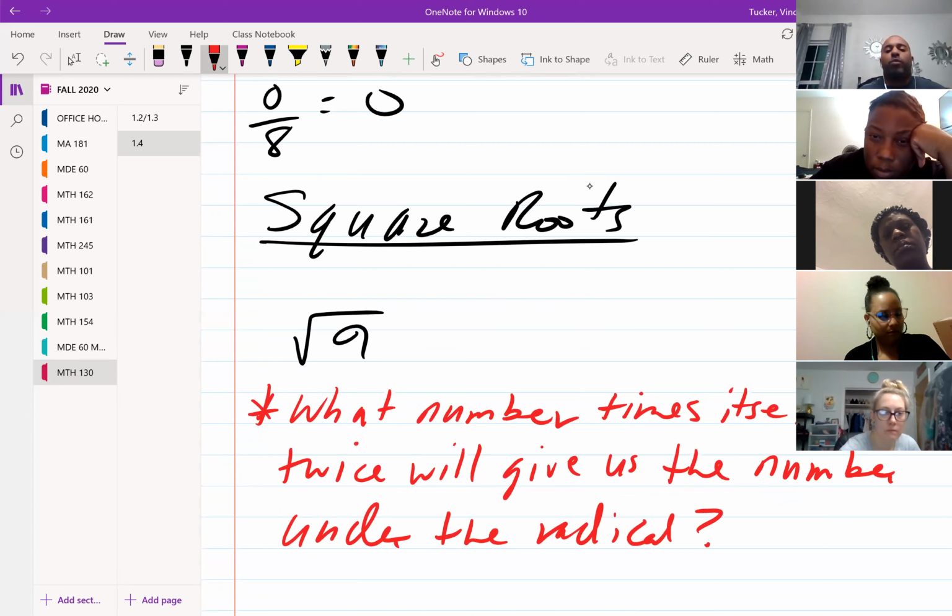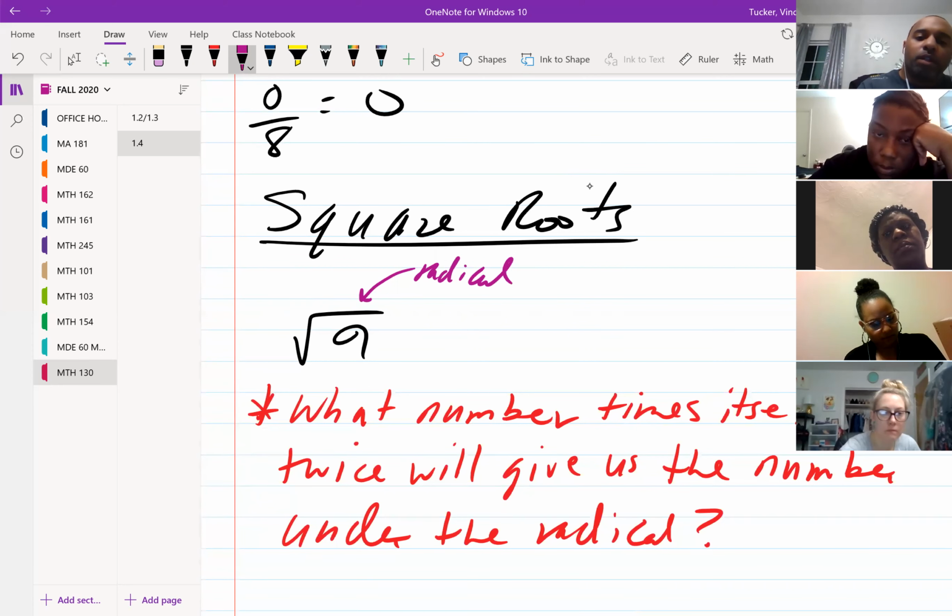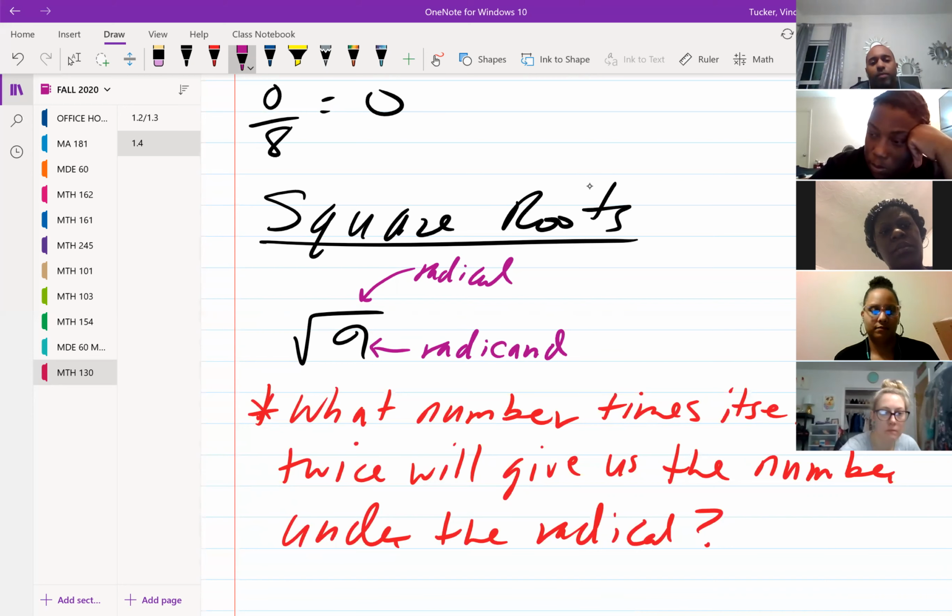All right, so when we look at square root, you're asking yourself what number times itself twice will give you the number under the radical. So when we look at this, this is called the radical. This is actually called the radicand. Most people don't talk about it, but that's why I didn't use it in our question. But the number under the radical is your radicand.